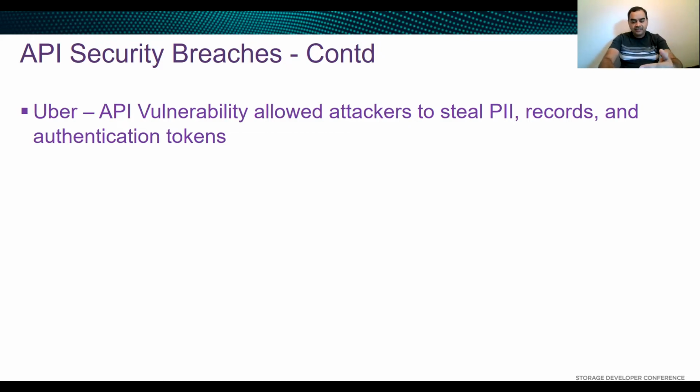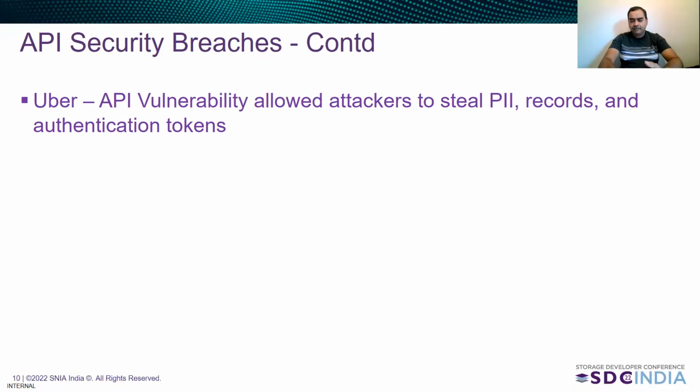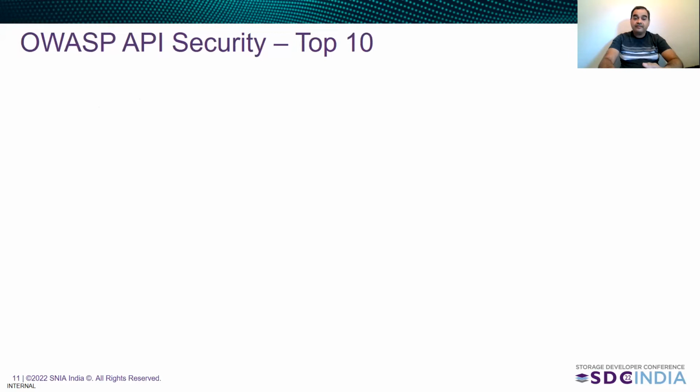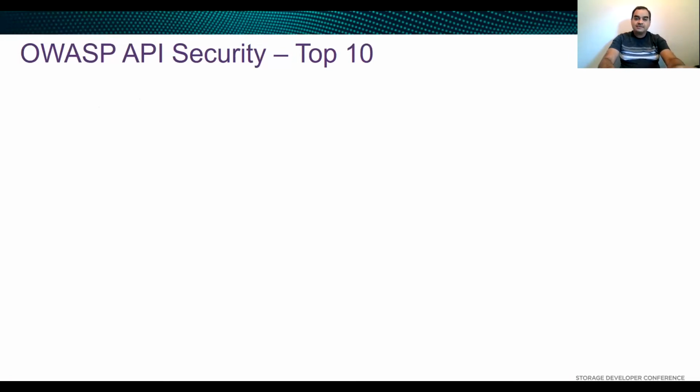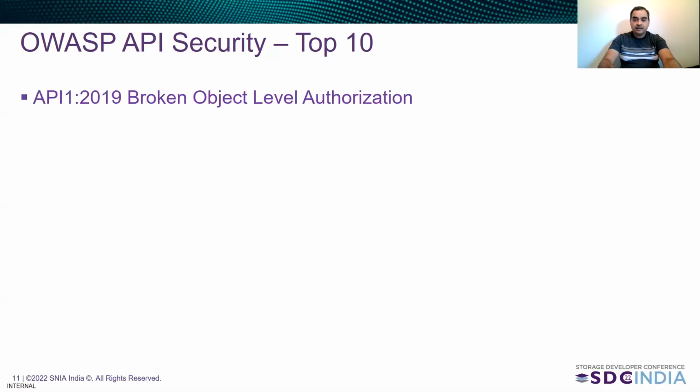So again, we started by looking at the basics of APIs, why we feel API security is important. And now we have seen some API security breaches, right? So let's move to the next part where we look at the OWASP API security top 10. Now, OWASP creates these top 10 lists for multiple topics, and they have created this good top 10 list for API security. So let's jump into that list, and let's start with the first one.